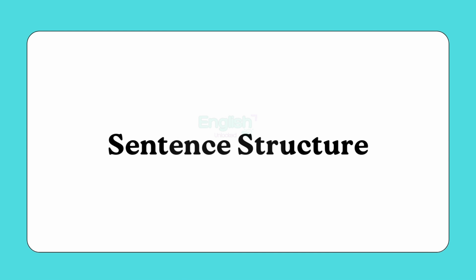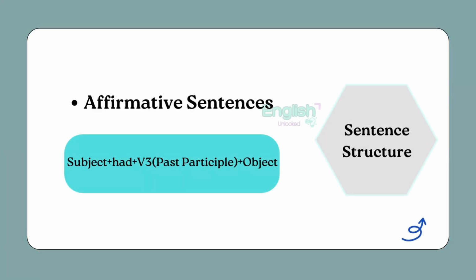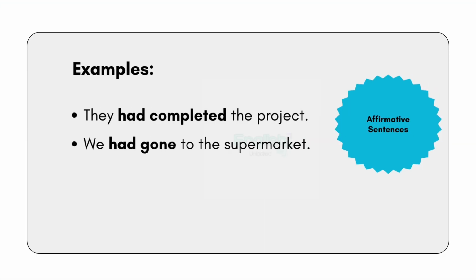Now, let's learn how we can structure these sentences in the past perfect tense. To frame an affirmative sentence, you should start with the subject, followed by the auxiliary verb "had," followed by the past participle form of the verb, then the object. Since it is the past perfect tense, that's why we are using "had" as the auxiliary verb.